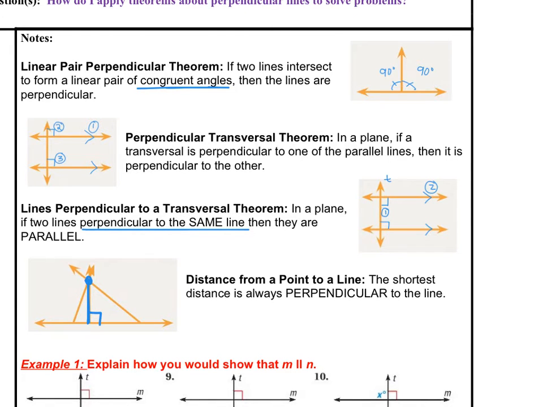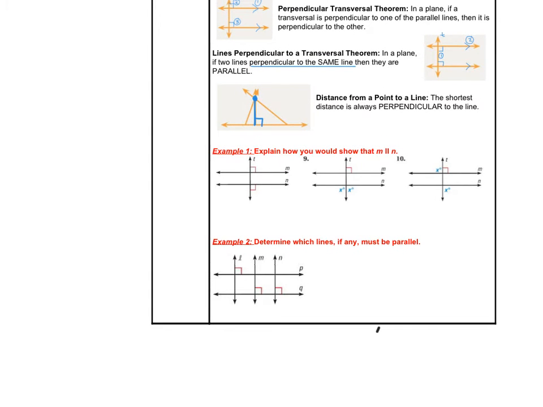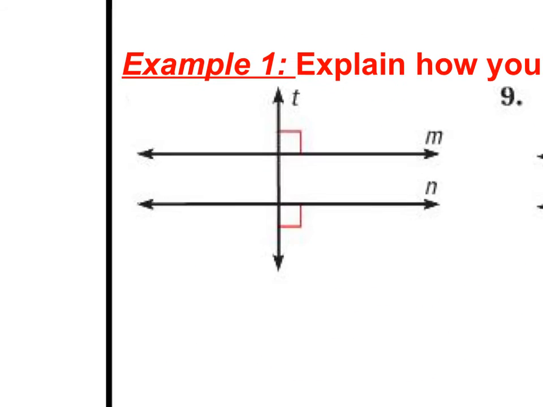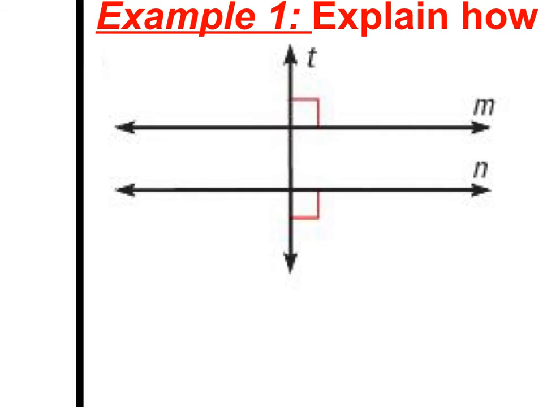We're going to do some examples. So explain how you would show that M is parallel to N. Pay attention. You do not currently know that M is parallel to N. You are explaining how you know. Can you please turn to your partner for this first one? How could you say that M is parallel to N? Look at the theorems we just talked about.